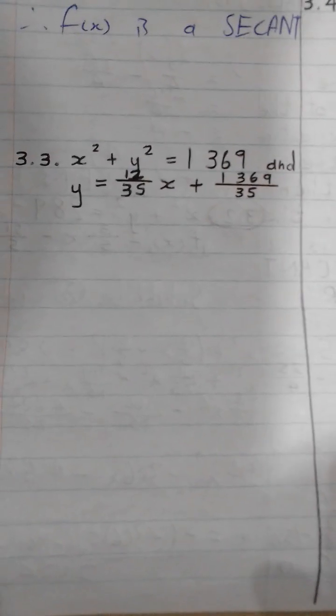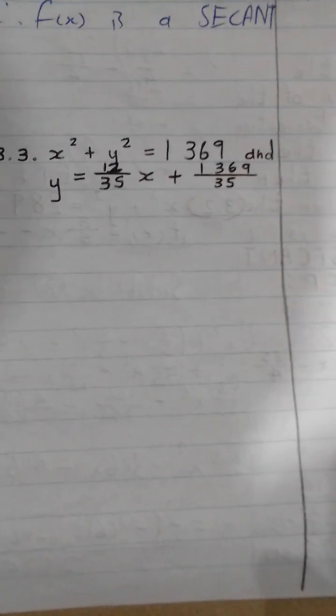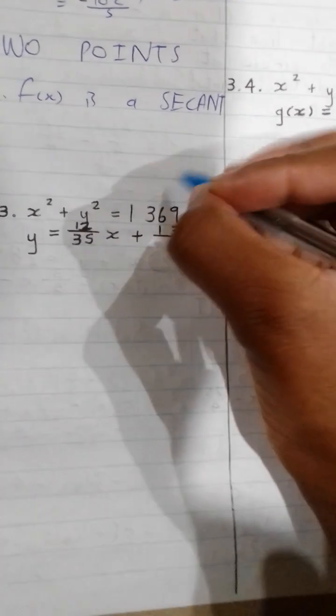3.3: x squared plus y squared is equal to 1369, and y is equal to 12 over 35x plus 1369 over 35. So firstly, this is equation number 1, and this is equation number 2. Right? Substitute equation number 2 into equation number 1.